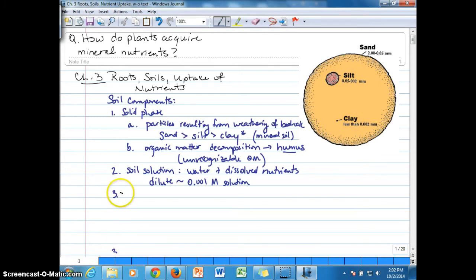And our third phase here is the gas phase. The soil solution is the liquid phase. And the gas phase, remember, is anything that we would normally find in the atmosphere: oxygen gas, nitrogen gas, carbon dioxide gas, and it's always in equilibrium with the atmosphere.